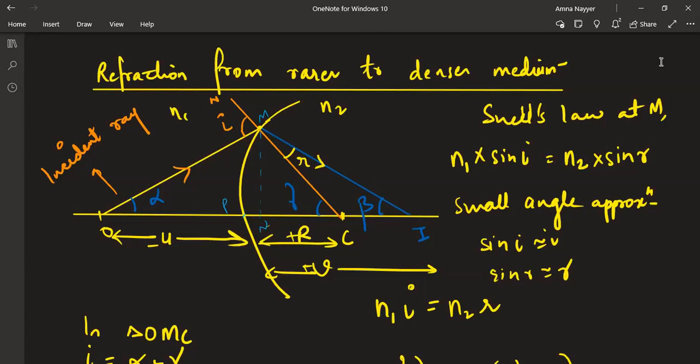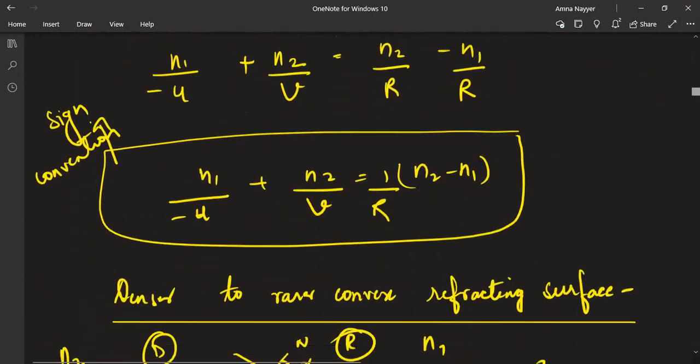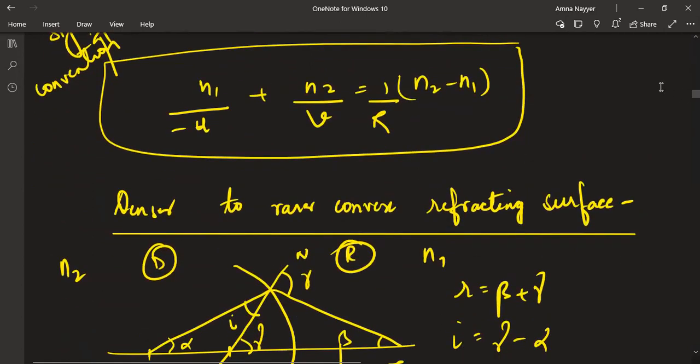So we did refraction from rarer to denser medium and refraction from denser to rarer medium. In both of these, you have to apply your own sign convention. If object distance is coming negative, you have to put it as minus only, though minus is already given in the formula. Then for image distance, same thing. If the image is virtual, you'll put it as positive. If you're getting the image as inverted or in front of the mirror, you'll put the image distance also as negative. According to the question, you will substitute the sign conventions.